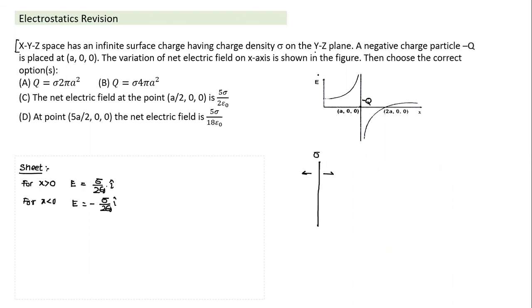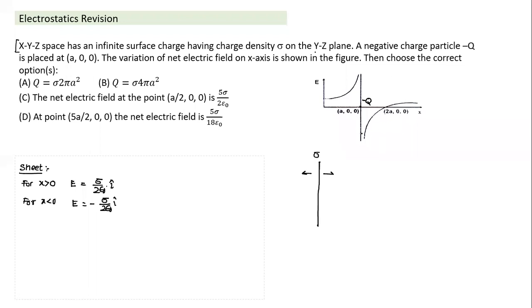Based on this, we need to find a relationship between sigma and q. How do I find the relationship between q and sigma? We need one equation. So can anyone spot the way to find the relationship between the field created by the sheet charge and what is shown here, which is the resultant of the field created by the sheet charge and the point charge, on which axis? Only on the x-axis.